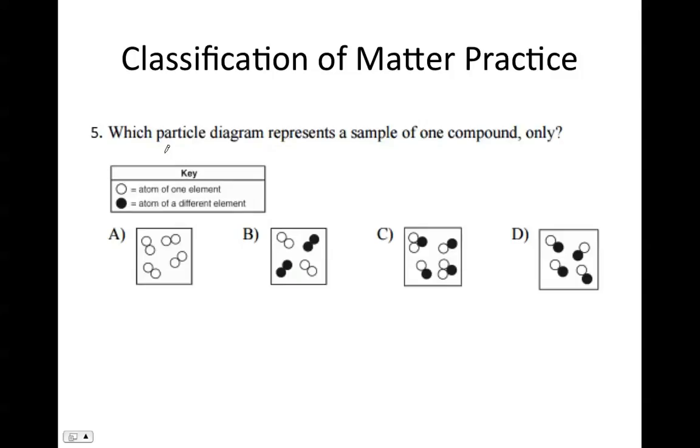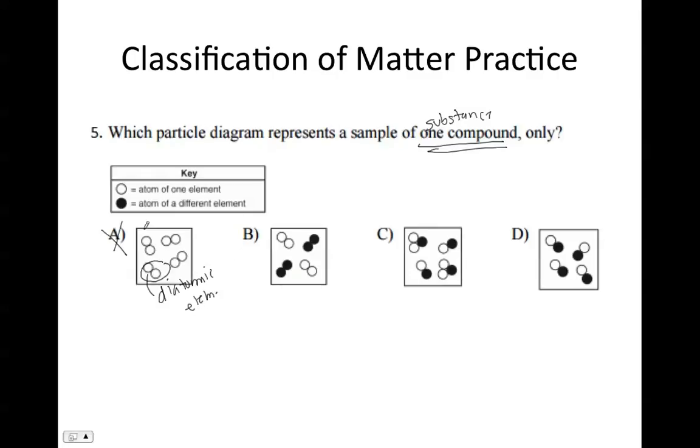And finally, number 5, which particle diagram represents a sample of one compound only? So a couple of things. We want to be differentiating compounds from elements, and also that it's a single compound. So we're looking for a pure substance. Here, A, while we only have one type of particle, so this is a substance, here this is a diatomic element. Okay, both dots are the same element, which means it's an element, not a compound.